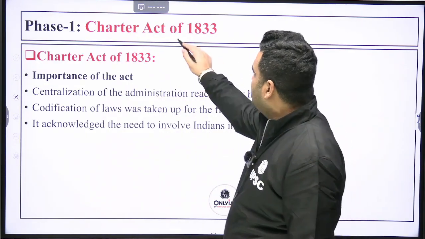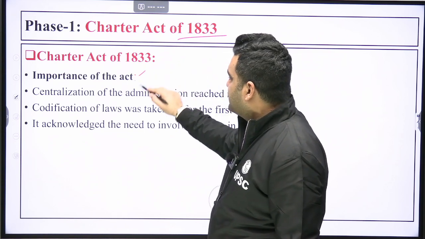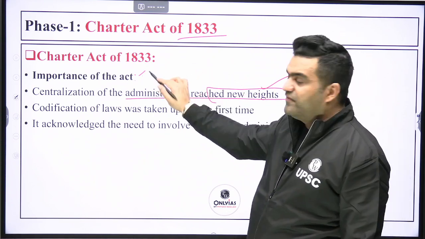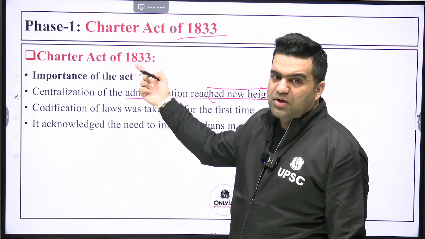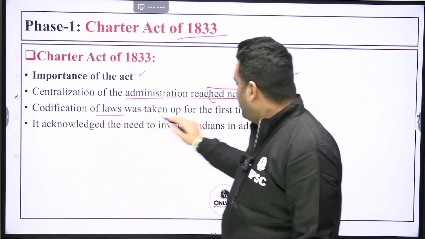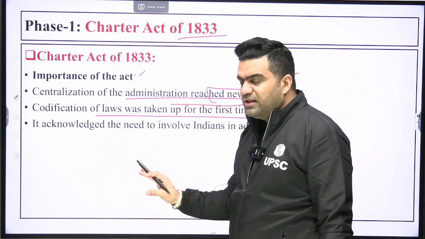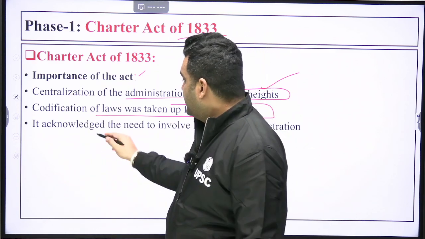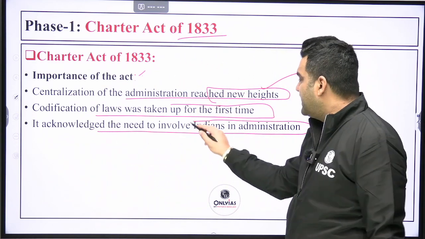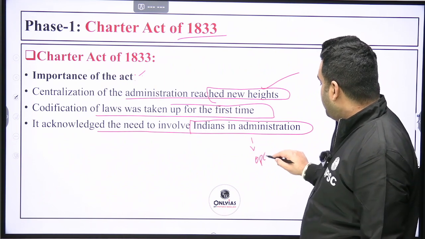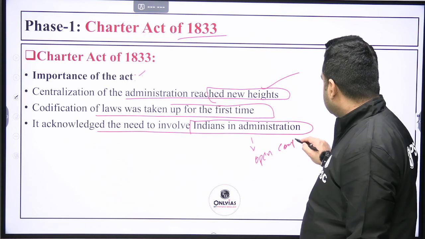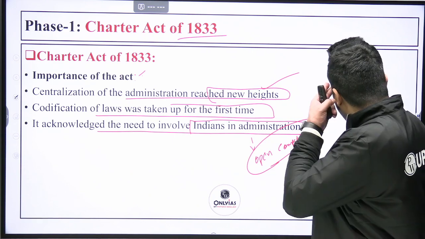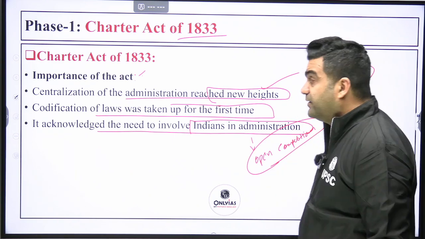Charter Act of 1833, importance of the act: centralization of administration reached new heights. We are seeing the significance. Centralization was one step ahead. Codification of laws was taken up for the first time. All the laws were consolidated, revenue laws, military, for example, commercial laws. Then it acknowledged the need to involve Indians in administration. So that is why open competition was sought to be promoted for the first time by the Act of 1833.